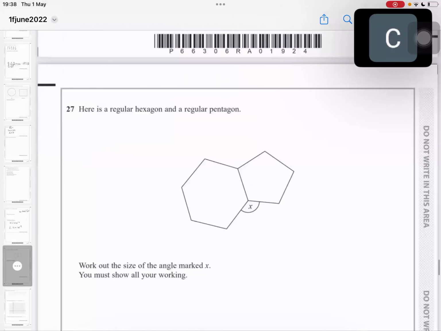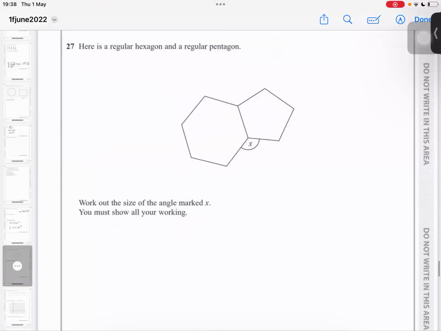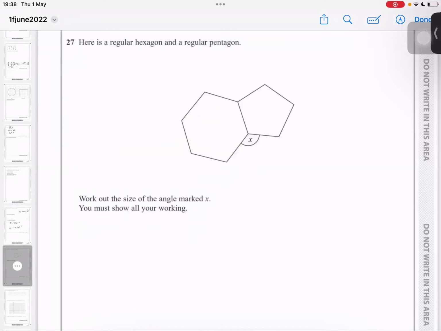All righty. It says here is a regular hexagon and a regular pentagon. Okay, what do they want? It says work out the size of the angle marked X. You must show all your working. So the question is, what's that? We need some facts from this.